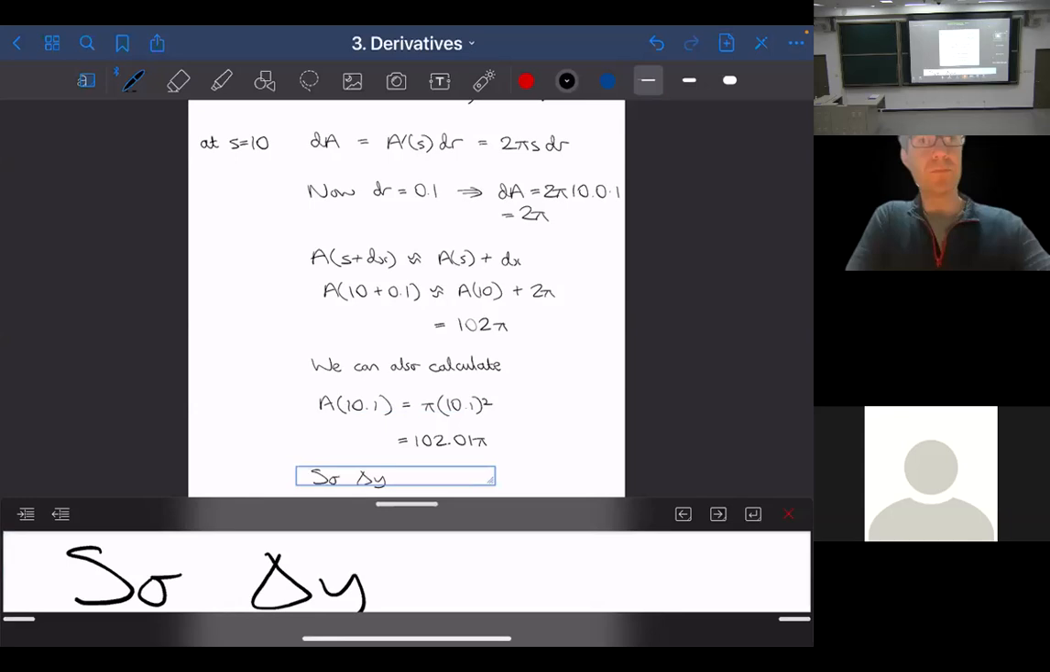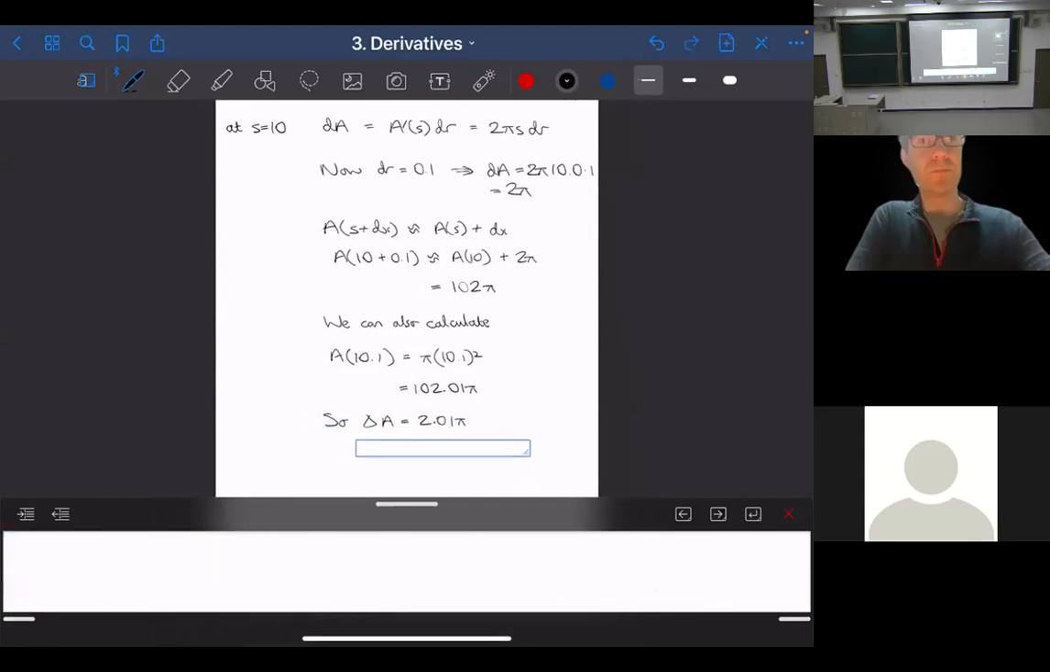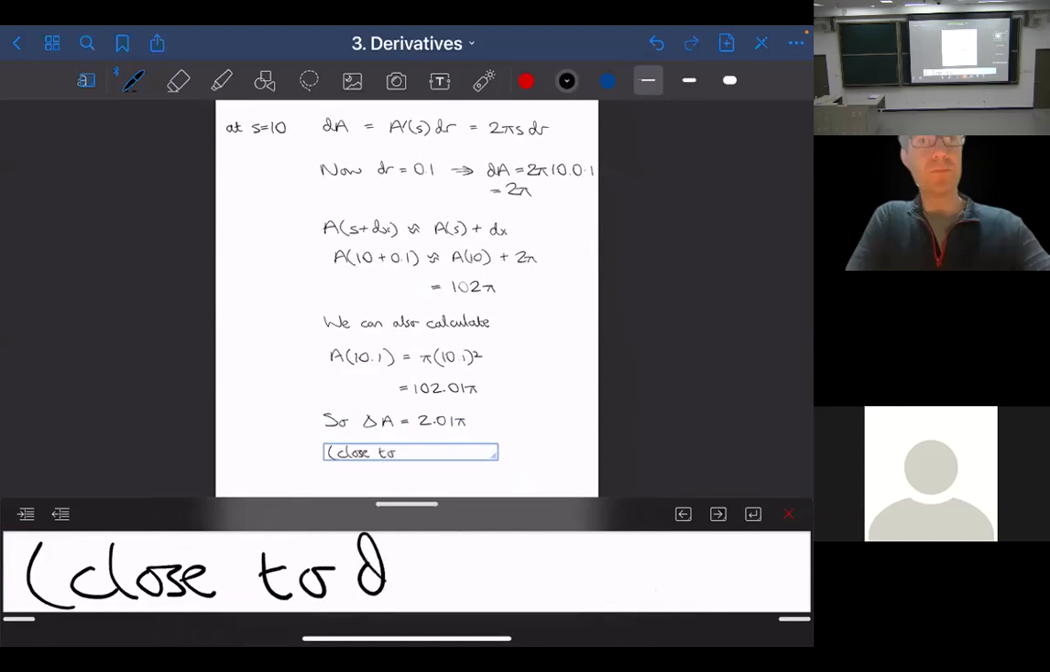So delta A is 2.01 pi. So close to dA, which is 2 pi.